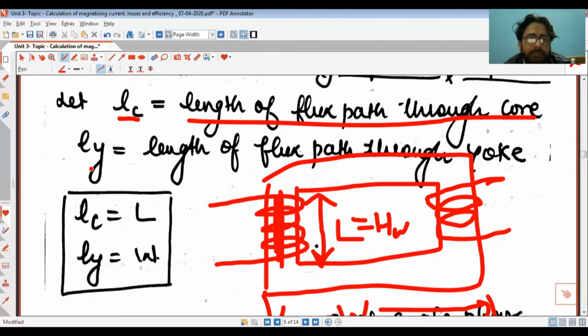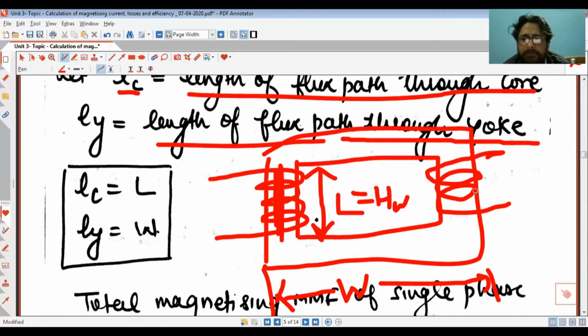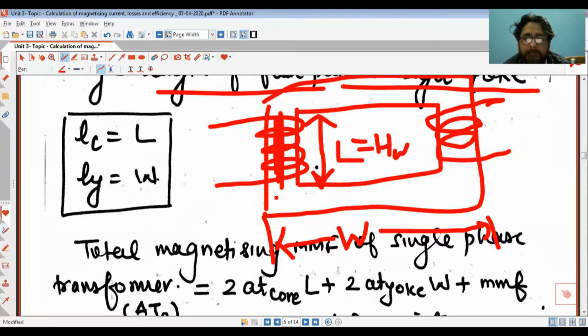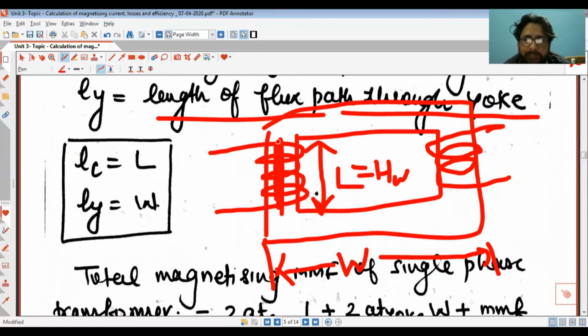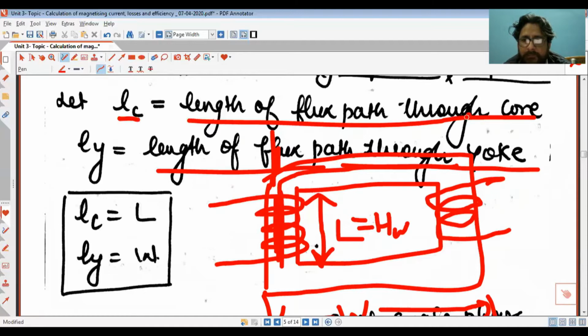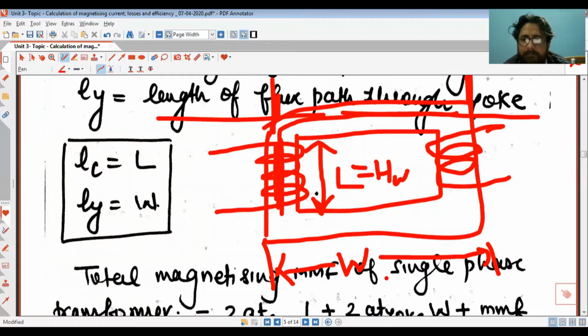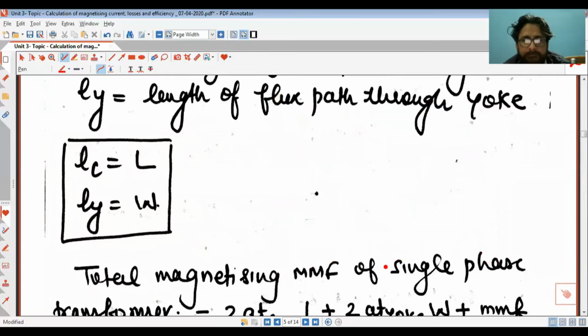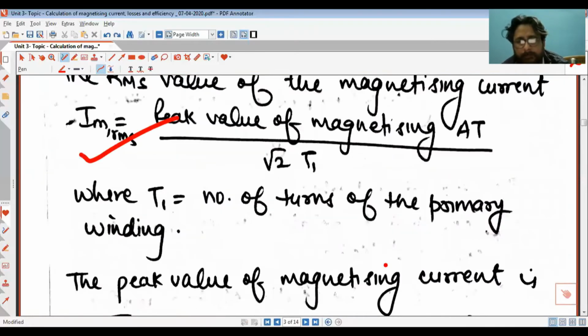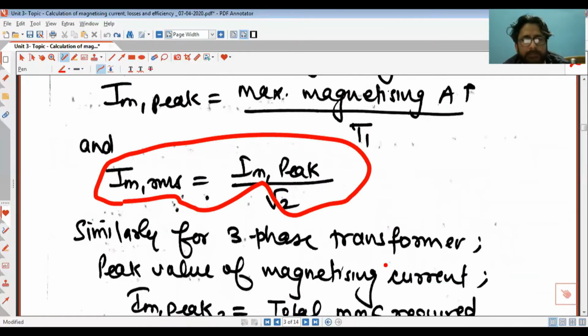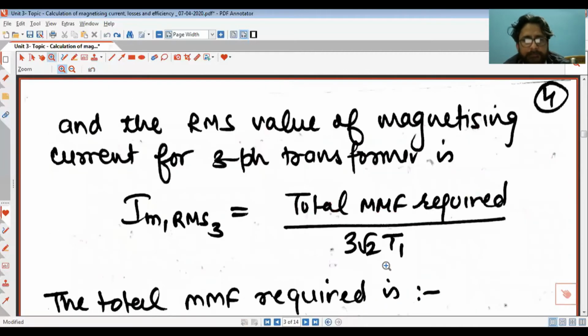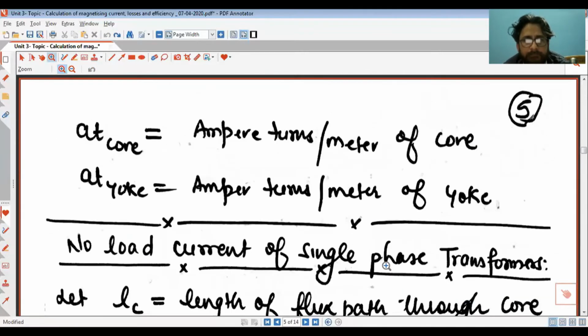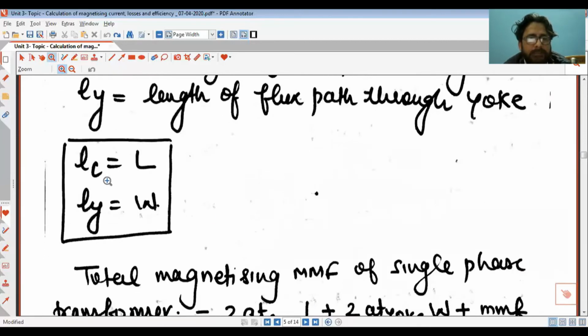So Ly is the length of the flux path through yoke. Means when the flux will exit the core area, it will enter into the yoke and it will flow from here to here. So the total distance followed by flux is W, right? So now let us say LC is capital L, Ly is W, right?